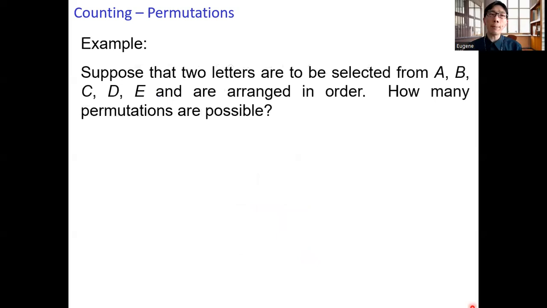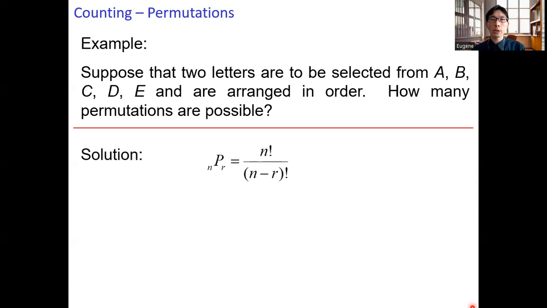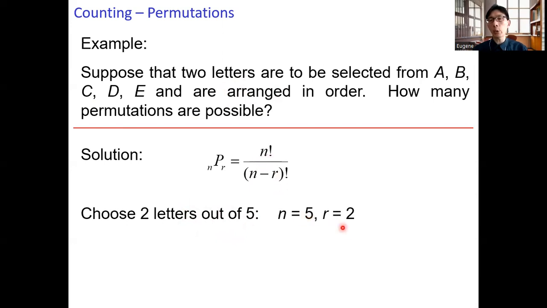Let's take a look at an example. Suppose that two letters are to be selected from the 5 distinct letters A, B, C, D, and E, and these two letters are arranged in order. How many permutations are possible? Make use of the permutation formula, nPr. In this question, we are asked to choose 2 letters out of 5, so we have n equals 5 and r equals 2.